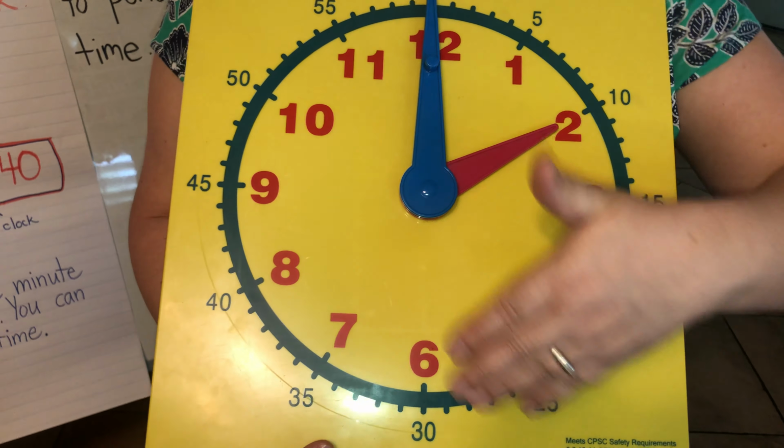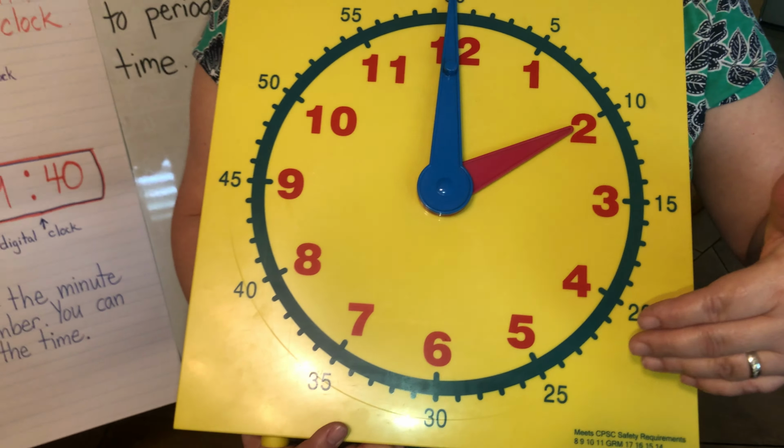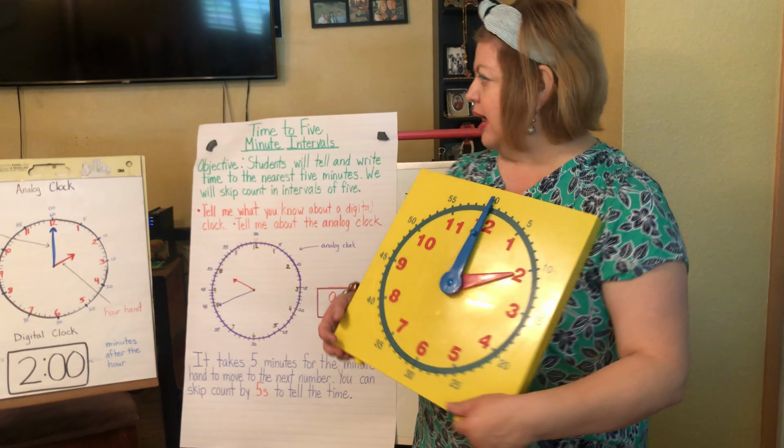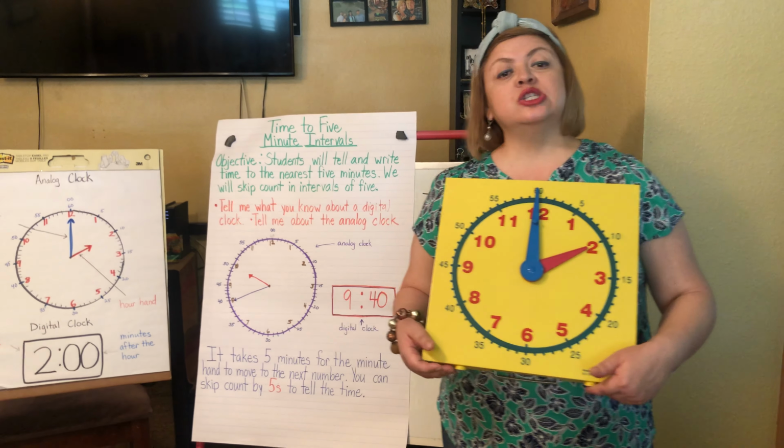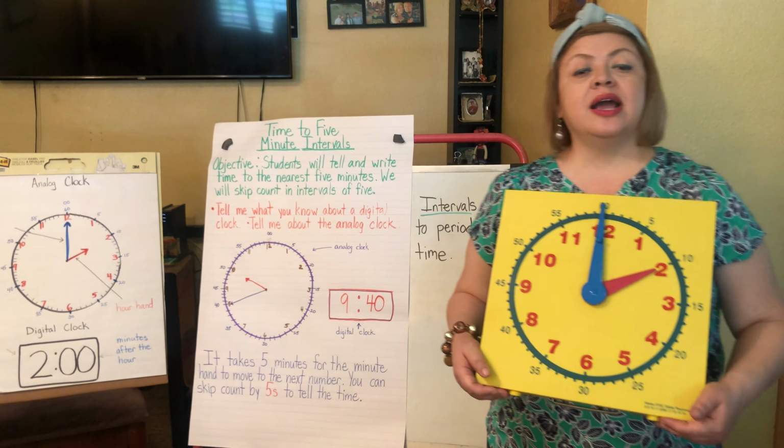Once you get so familiar with this clock, you don't need to go back and say 5, 10, 15, 20. You're going to be a pro at it. But the trick to being able to tell time to the 5-minute intervals is knowing how to skip count by fives. So that is the whole purpose of today's lesson: using what you know about skip counting by fives to tell time to the 5-minute interval. And I hope watching me use the clock and go around was helpful.